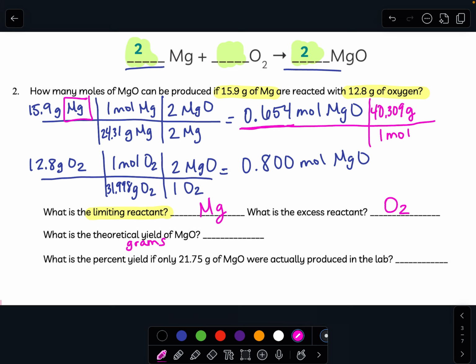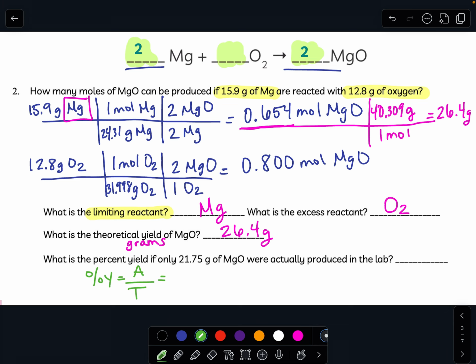Then I can multiply the top, and I get 26.4 grams. So that is my theoretical yield. It's asking us again to find percent yield. And again, percent yield, I just remember as A over T.